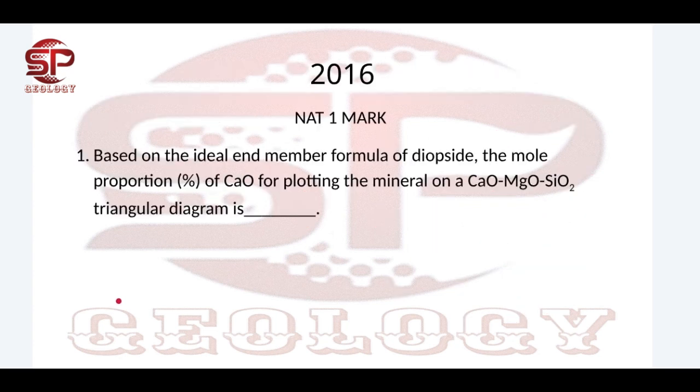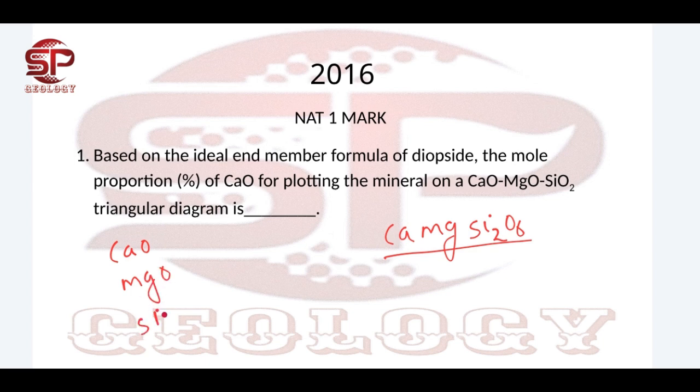Based on the ideal end member formula of diopside, what is the formula of diopside? CaMgSi2O6. So you have to calculate the mole proportion of Ca. In this formula we have CaO, MgO and SiO2 oxides present. CaO is present 1 mole, MgO 1 mole, SiO2 2 moles.